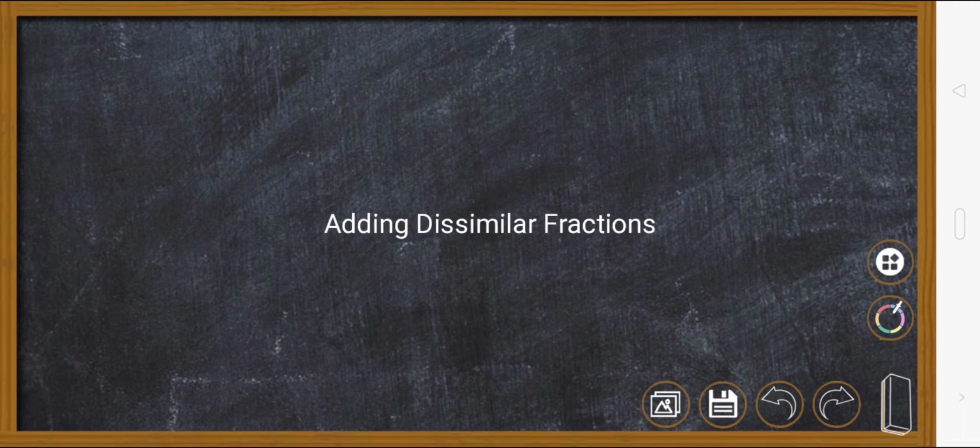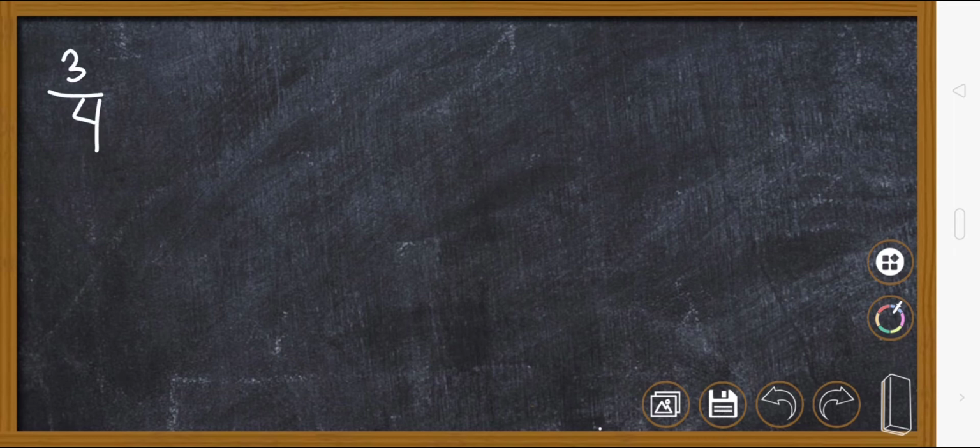Okay, this time guys, pag-uusapan natin kung paano tayo mag-add ng dissimilar fractions. For example, so we have 3/4 plus 2/3. Kung napapansin nyo, sila ay dissimilar fractions. Bakit? Sila ay may magkaibang denominator.